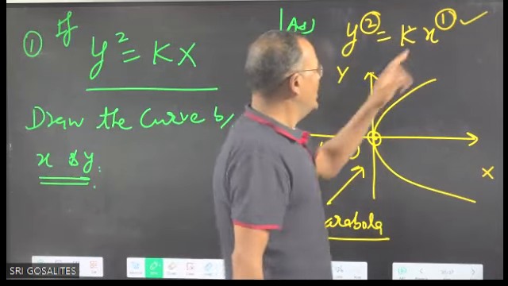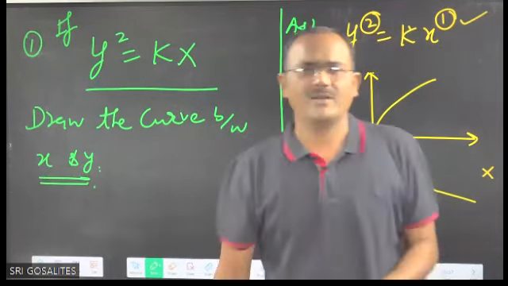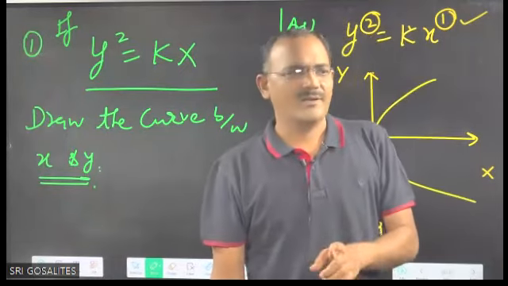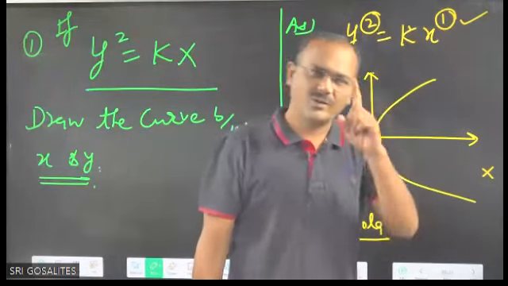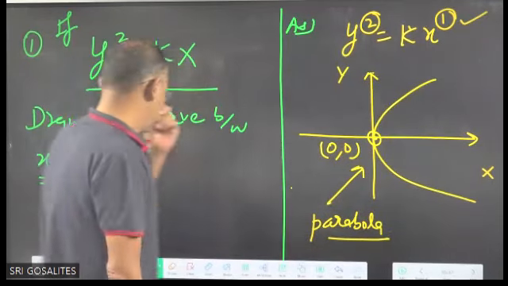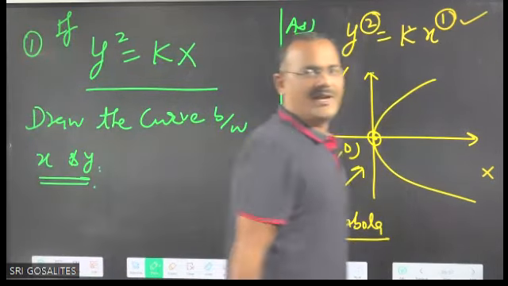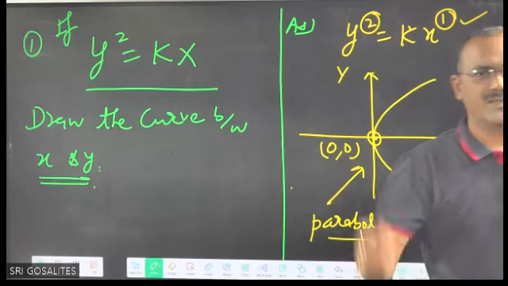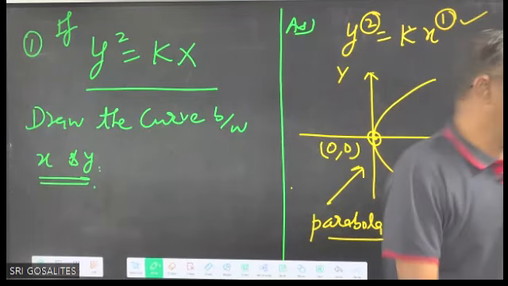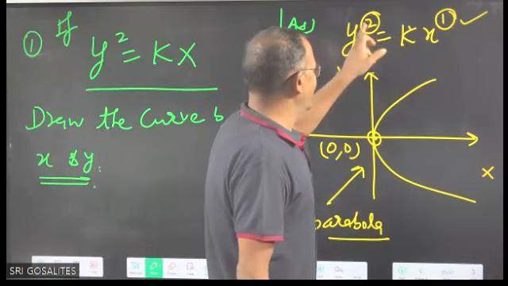See, this is called vertex of the parabola, because when x is 0, then y is also 0. Remember how to draw? Parabola is always symmetric with respect to the variable which has the order 1. Order 1 means which has the power 1. Okay? Copy this, come on. पहले आप कॉपी करिए इसको, समझ में आया? Good.